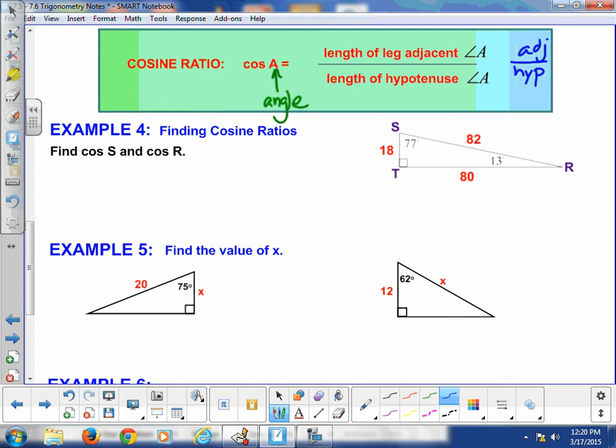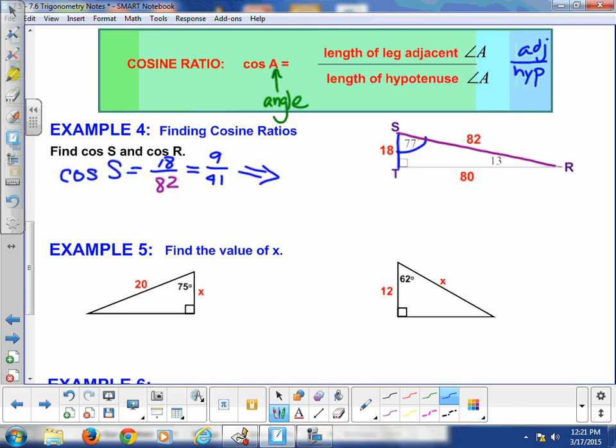So let's look at cosine of S. The cosine of S, here we are. Same triangle once again. Just kidding. Here we are, 77. Cosine, it is the adjacent, so adjacent is 18 over the hypotenuse. Hypotenuse is 82. And when I simplify that, I have 9 over 41. And just like I did with the other two, I'll show you how that ratio can really mean some good business when it comes to the angle measure.